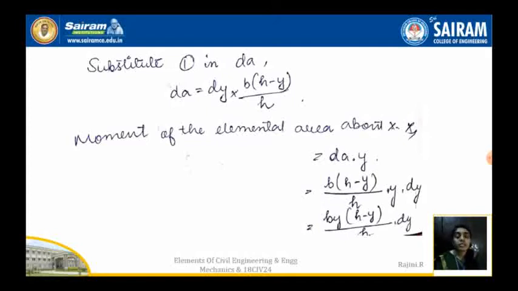After finding the entire area and this elemental area, we are moving to the moment. The moment of the elemental area about xx is equal to dA into y.